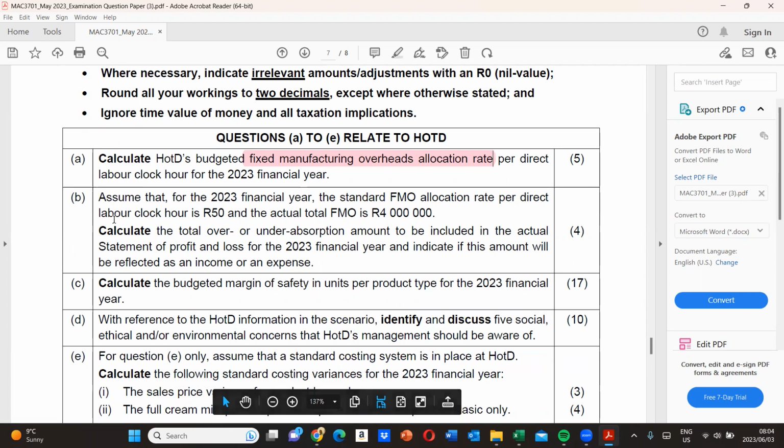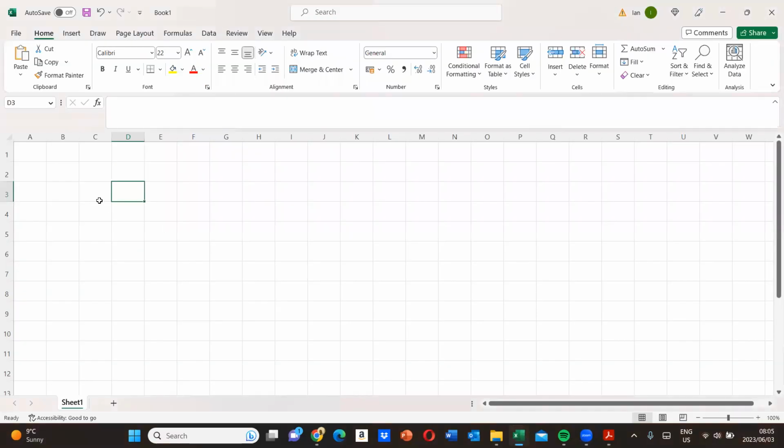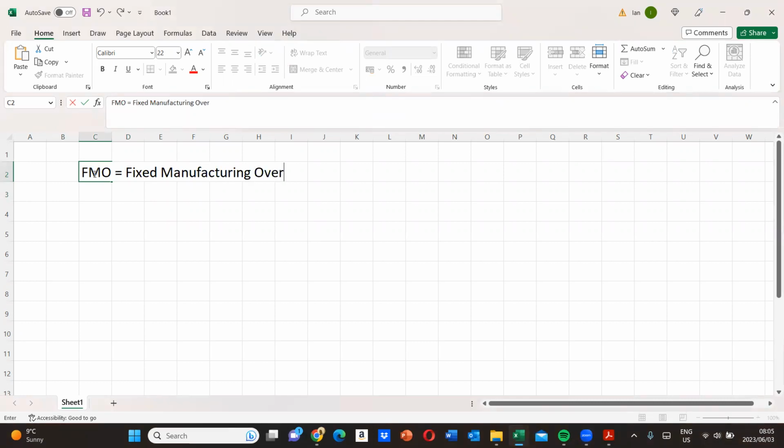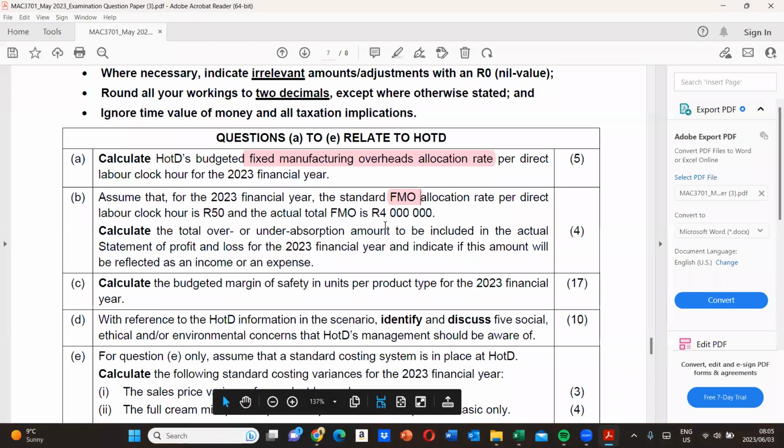Then B says: assume that for the 2023 financial year, the standard, we did mention what FMO stands for, it stands for fixed manufacturing overheads. So FMO is equal to fixed manufacturing overheads. It's important that we recall this terminology as well. So assume that for the 2023 financial year, the standard fixed manufacturing overhead allocation per direct clock labor hour is 50, and the actual total fixed manufacturing overheads is 4 million.